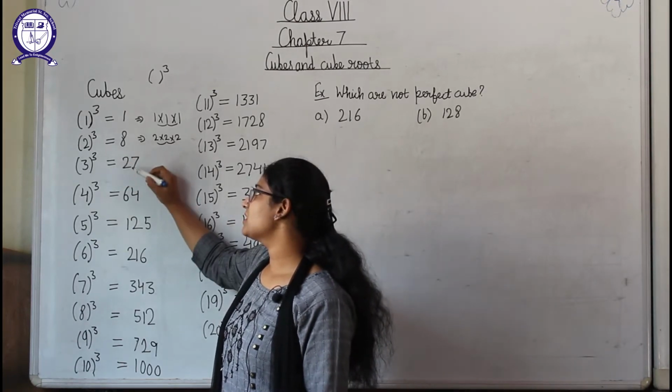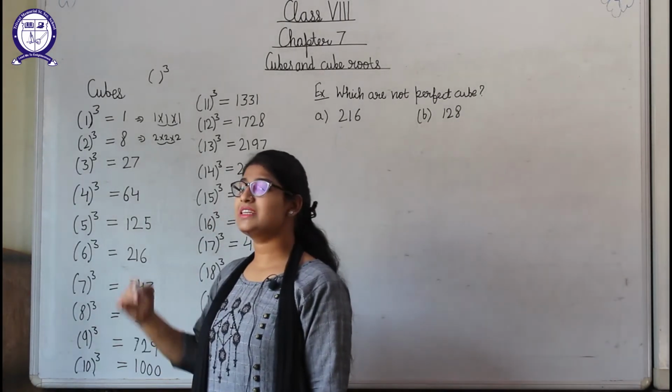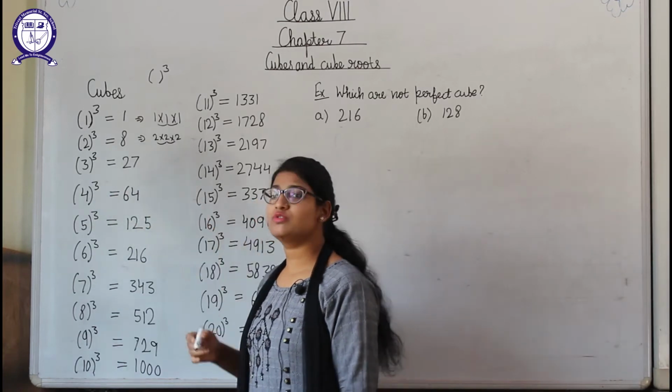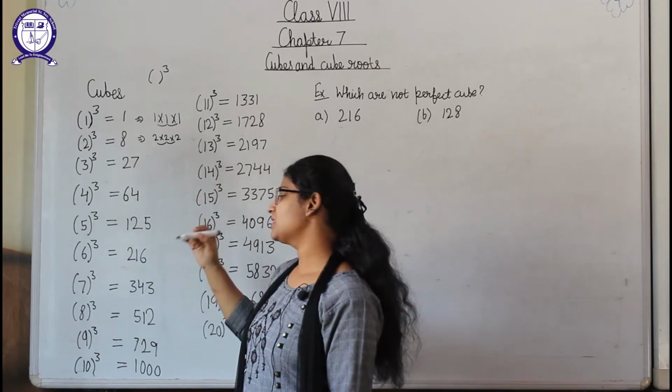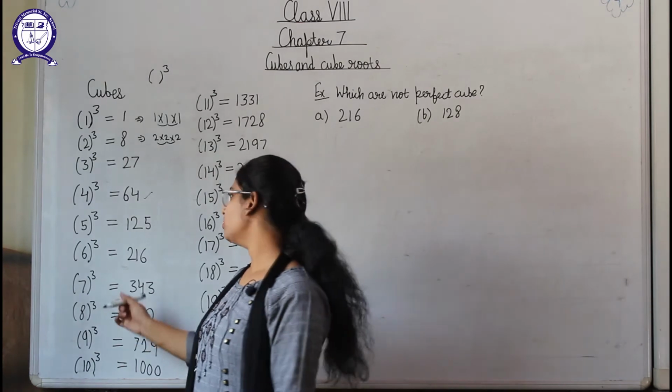Similarly 3 cube is 27. 3 times 3 is 9 and 9 times 3 is 27. In the same manner 4 cube means 4 into 4 into 4, 4 times 4 is 16 and 16 times 4 is 64. Like this we can find out the cubes of the numbers.